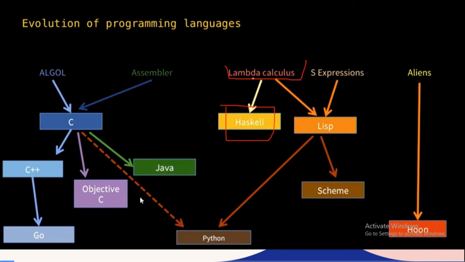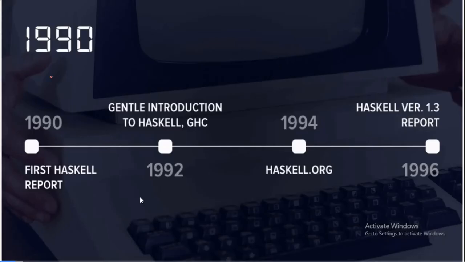So this is the evolution of programming languages, and Haskell actually comes from lambda calculus, which means it comes from a mathematical background. Now this is the timeline of the Haskell language. It was introduced in 1990, with the first Haskell report in 1990. After that, Haskell version 1.3 was reported in 1996, and later many versions have been published. So this is some history of the Haskell language.